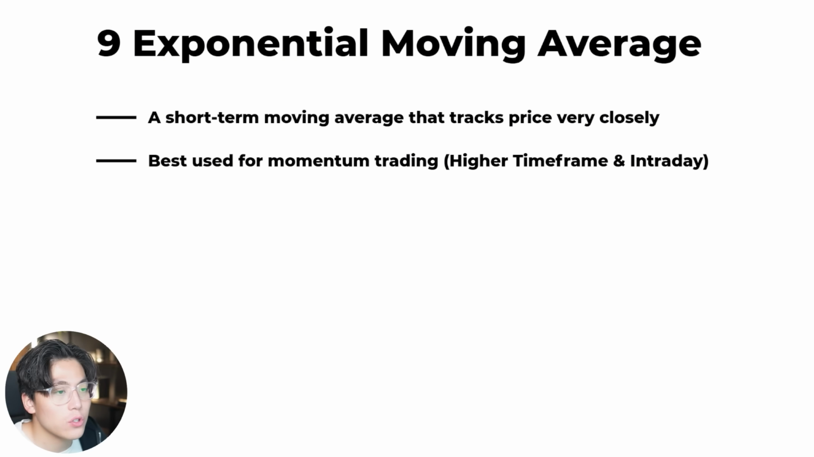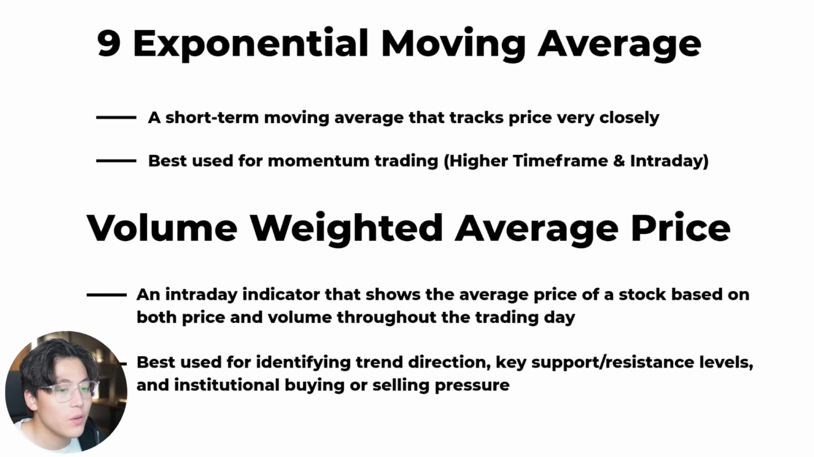It's basically a short-term moving average that tracks price very closely, best used for momentum trading. We can use this on the higher time frames, and of course we can use this intraday. VWAP is what's called volume weighted average price, an intraday indicator that shows the average price of a stock based on both price and volume throughout the trading day. So this is strictly an indicator used for intraday trading.